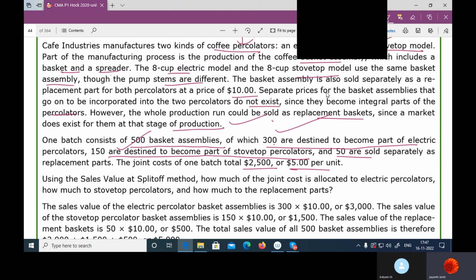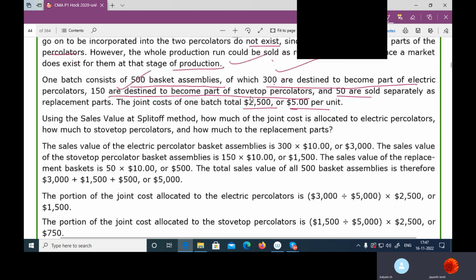No, the basket assembly, which is sold separately as a replacement part for both. Yes, the basket assembly price is $10. Sorry, not percolator, basket assembly. So for the basket assembly, 300, which is going for electric percolators, the value is this much. We can sell it at this price in the market, and for 150 it is this much, and for 50 this much. We got the total revenue of this, correct?